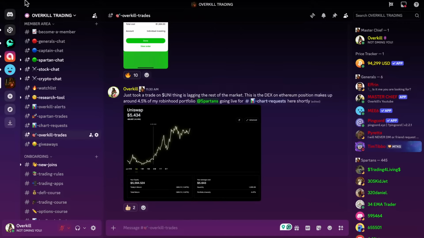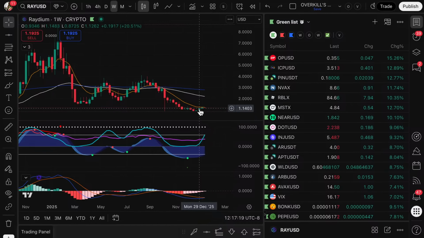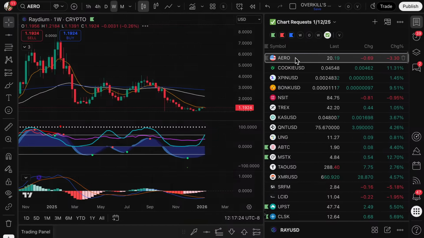So we went over Ray in that video, but again, green dot. As long as the dot is green, we're bullish. That looks really, really good. I'm a buyer of Ray here.